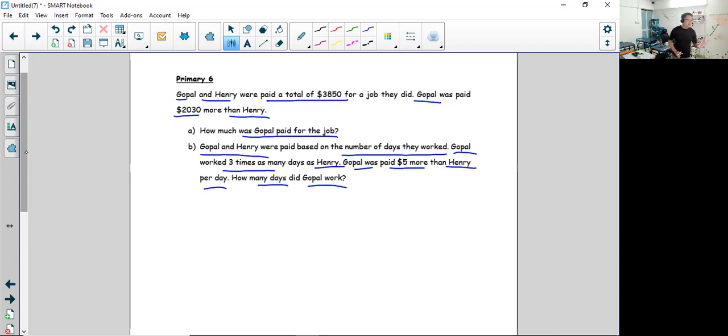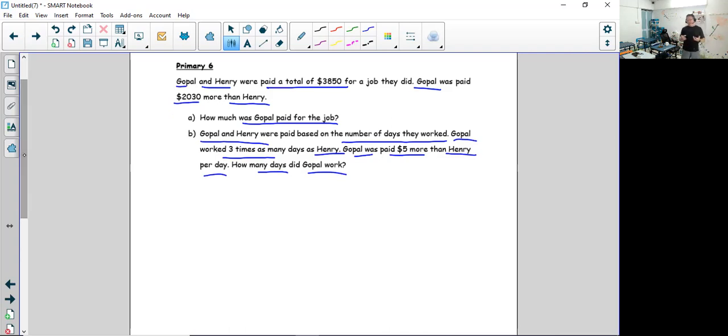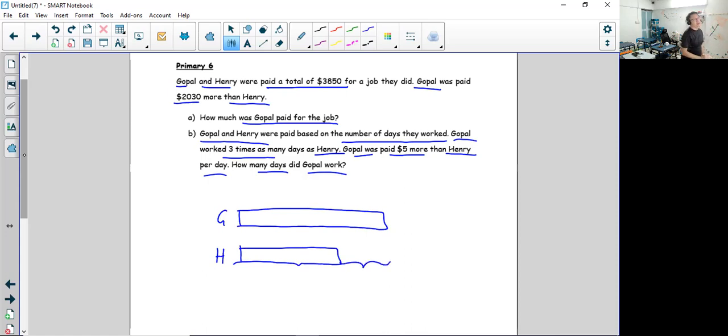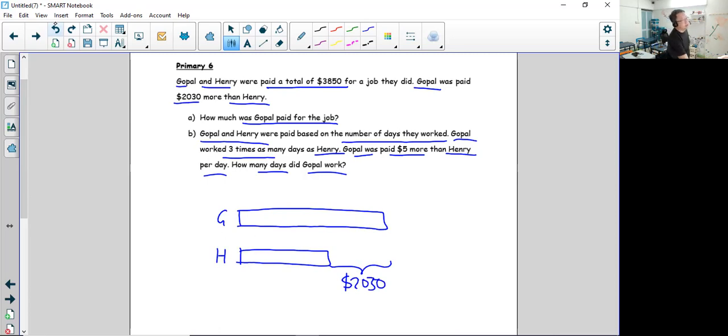Okay, so let's look at how I use model to teach the grouping method, which is actually quite easy. Now, Gopal and Henry were paid a total of so much money. Gopal was paid more than Henry, so I have a comparison model. And this is the more than, which is $2,030 more. You never leave the question blank, even though it looks a little hard. Some students look at the question and immediately give up without realizing that part A was actually very easy. Gopal was paid $2,030 more, and they were paid a total of $3,850.